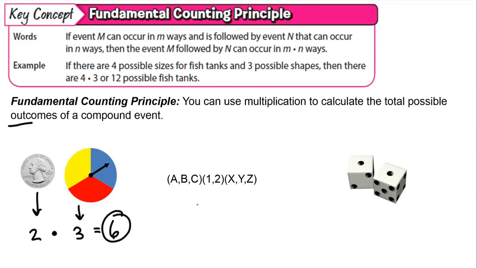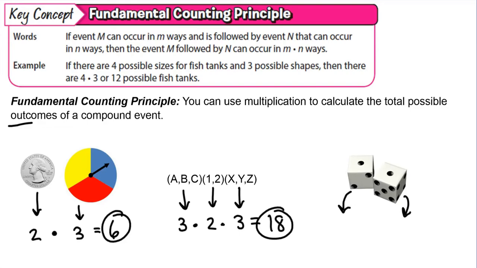Same with the passcode or the password to the computer lab problem that we talked about. There were 3 possible outcomes for the first digit. There were 2 possible outcomes for the second and 3 possible outcomes for the third. And the fundamental counting principle says all I have to do is multiply those possible outcomes together. 3 times 2 is 6, and 6 times 3 is 18. There are 18 possible passwords to create with those digits, and that's exactly what we found.